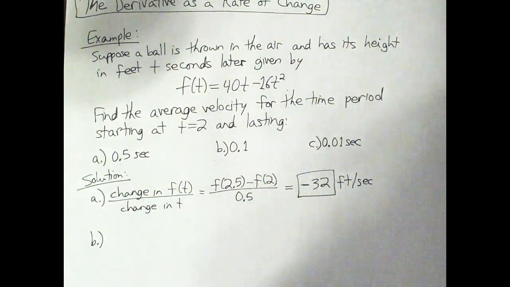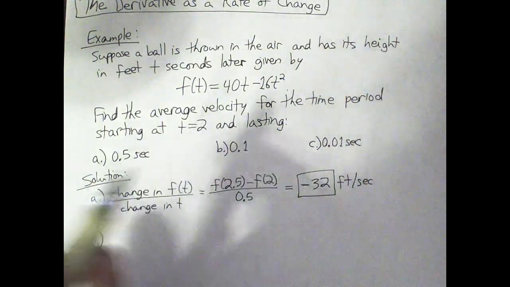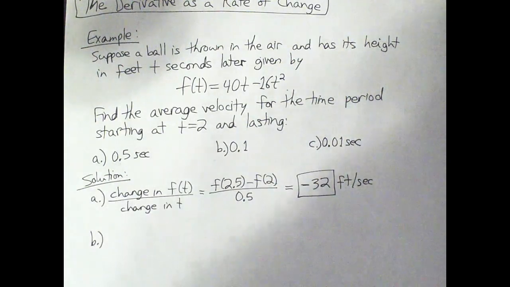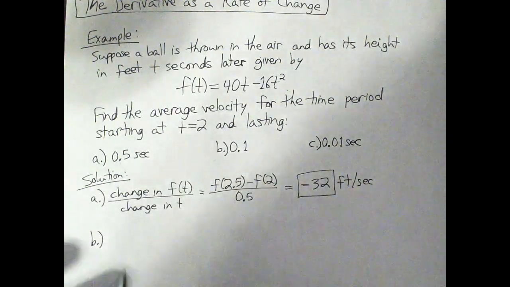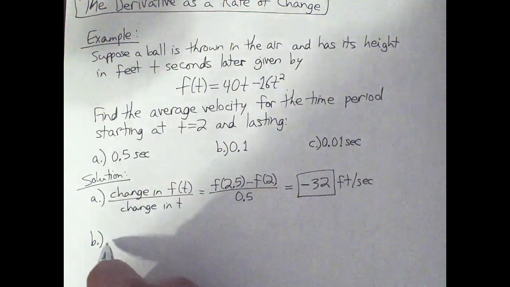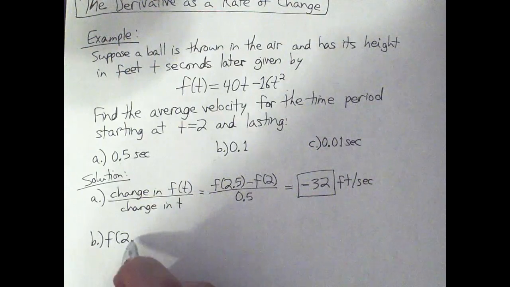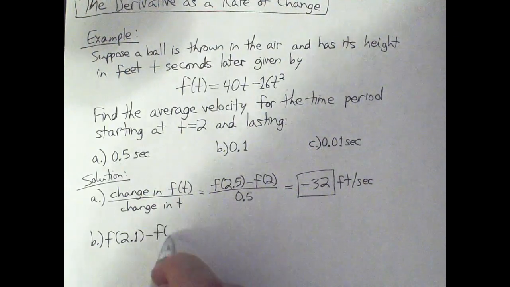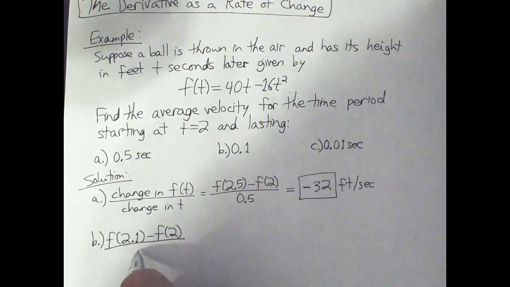The next part of the problem wants us to do the same thing, but it's a different interval of time. It also starts at t equals 2, but this time it only lasts 1/10 of a second. So this time we want the change in f of t over the change in t. So maybe we could write f of 2.1 minus f of 2 over the length of time, which is only 0.1 this time.